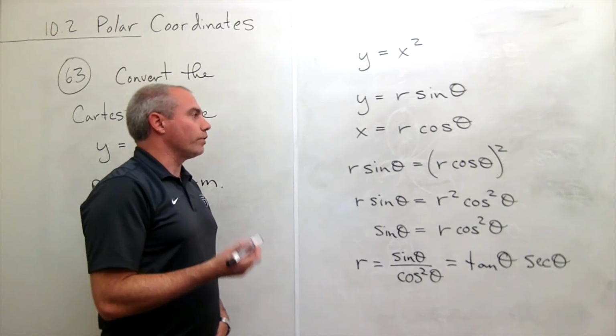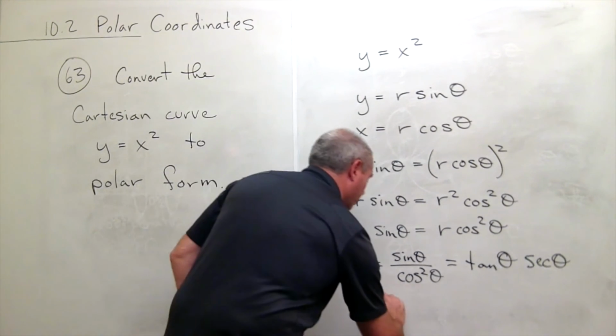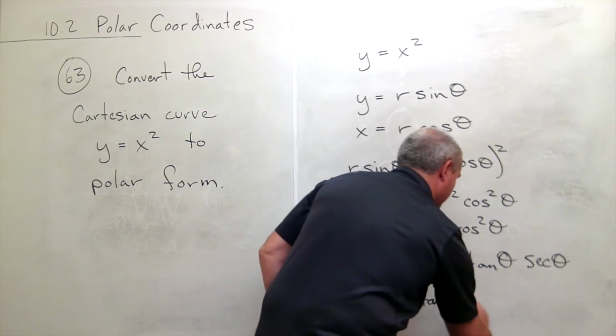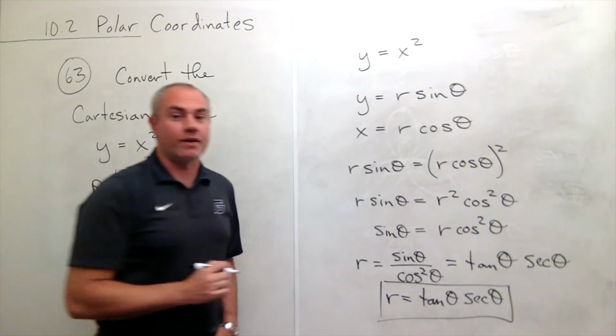So the way that we would want to write this curve as a polar curve is r is equal to tan theta secant theta. And we have our answer.